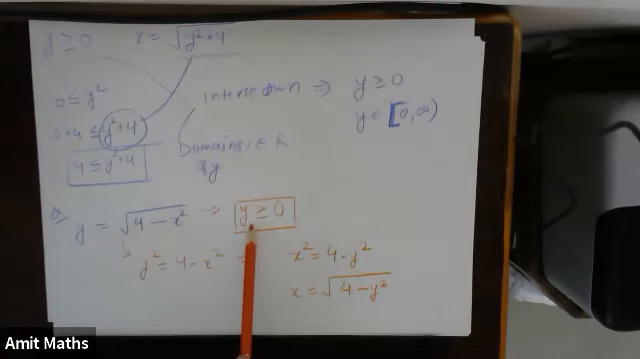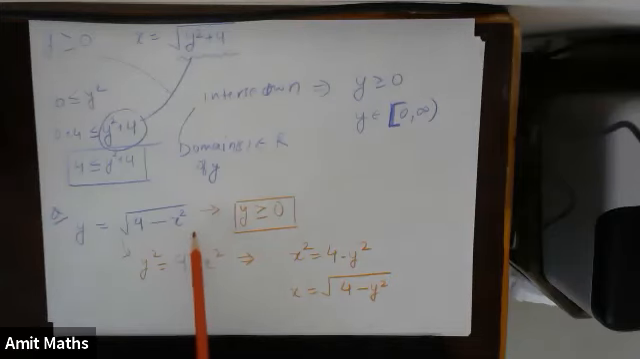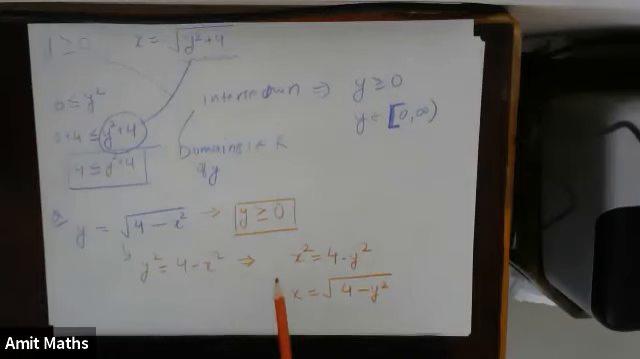Now, when we move on to the question, we have already seen that there is a root, so on both sides we have to square. When I square both sides, I will get y square is equal to 4 minus x square. The next part was writing x in terms of y. Now, when x square is equal to 4 minus y square, I can just take the root on both sides. So x is equal to under root of 4 minus y square.